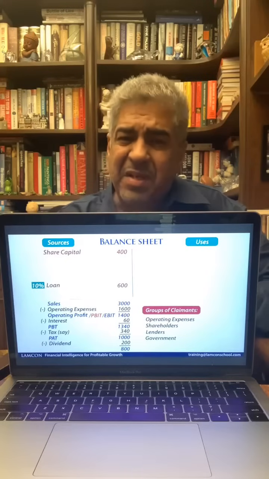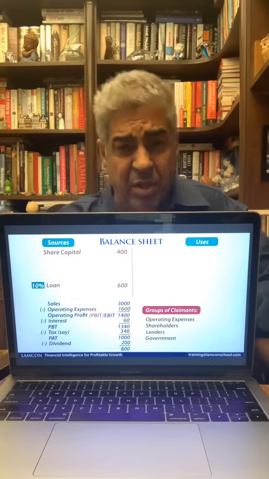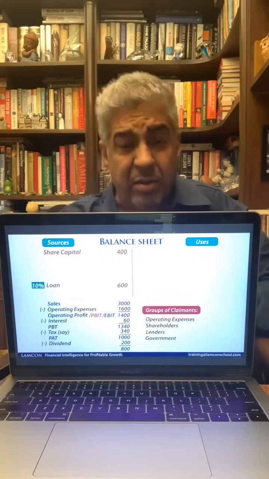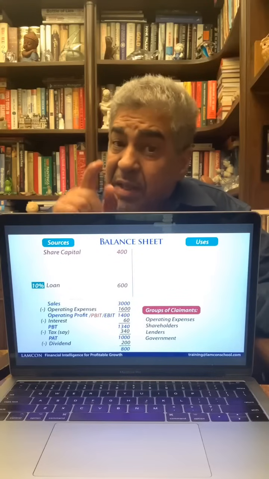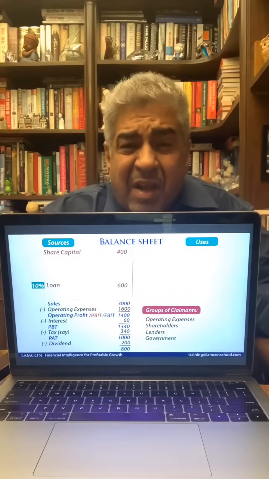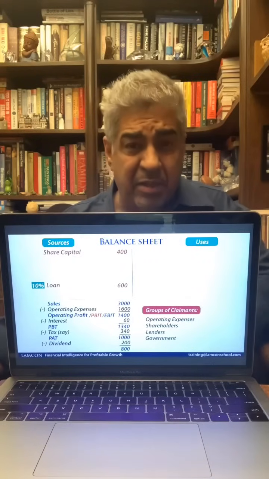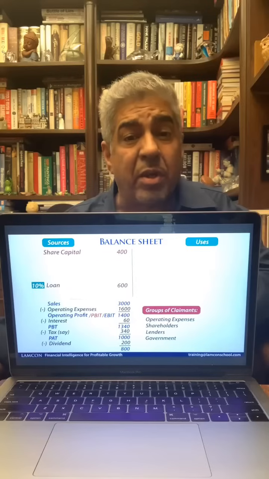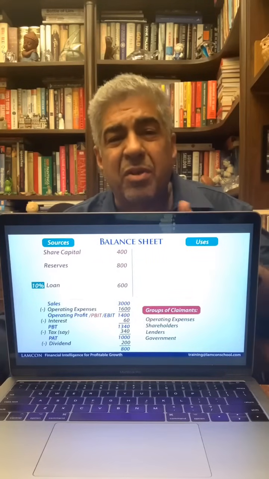So tell me, till yesterday, how much money did this organization owe Mr. Manish? It owed Mr. Manish 400 crores. Today, how much money does this organization owe Mr. Manish? It continues to owe him 400, and now it owes him another 800, and therefore, the profit that an organization makes and does not distribute among shareholders also appears on the liability side under a description called reserves.